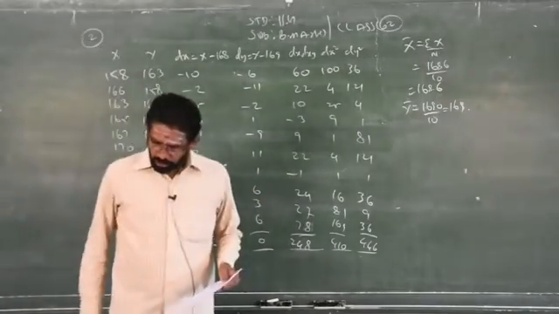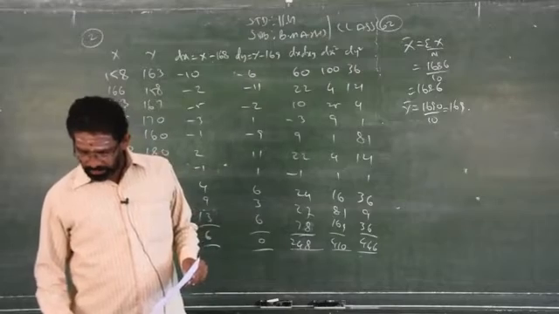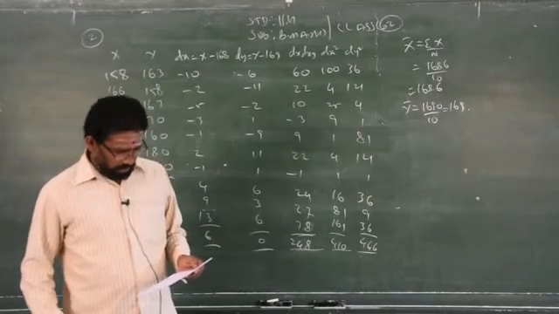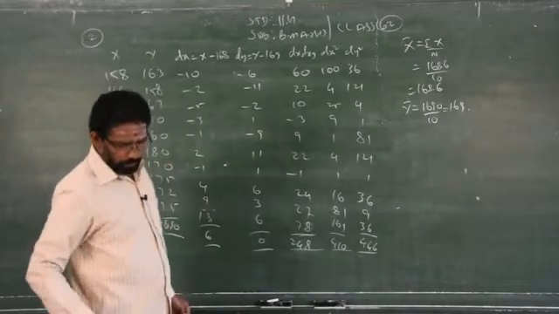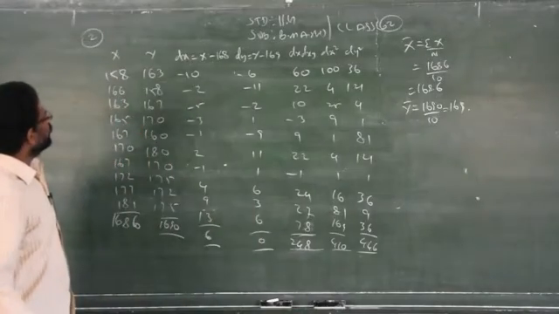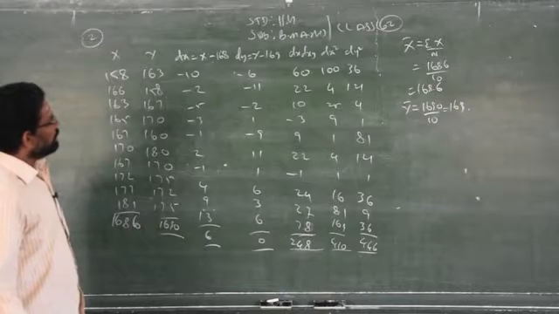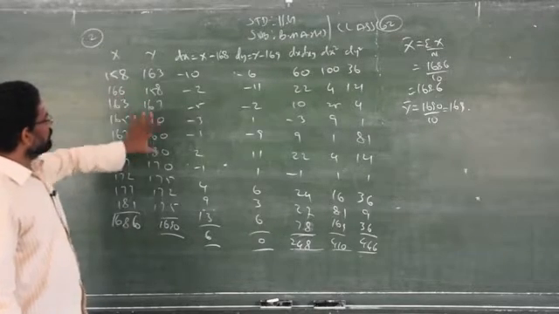What are the questions? Find the line of regression, estimate the height of the son when the height of the father is 164. You have to find both lines, the regression equation x on y as well as y on x. Clear? This is the tabular column.